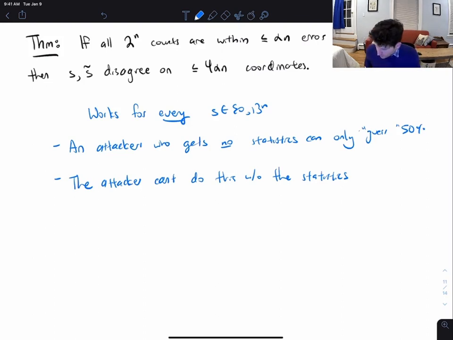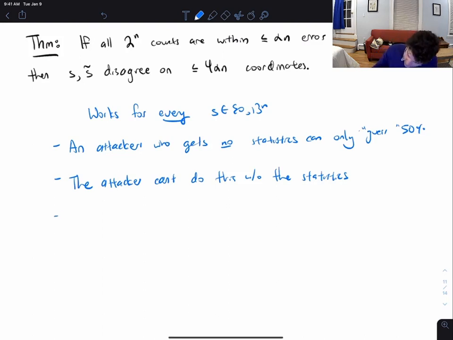Because it works for all secrets, the attacker should, in the worst case, only be able to get half the secrets correct, but they're getting 80% correct. So something is really being communicated to the attacker through the statistics.